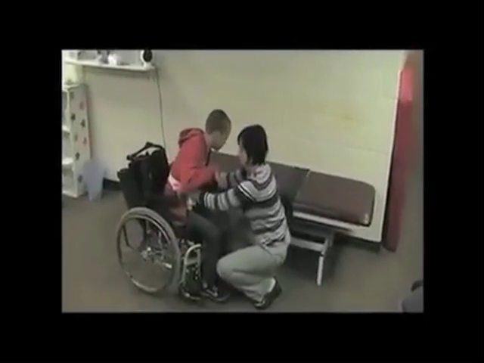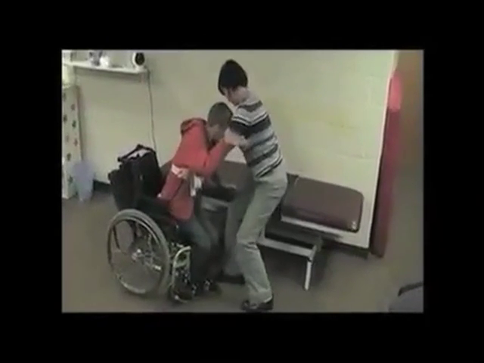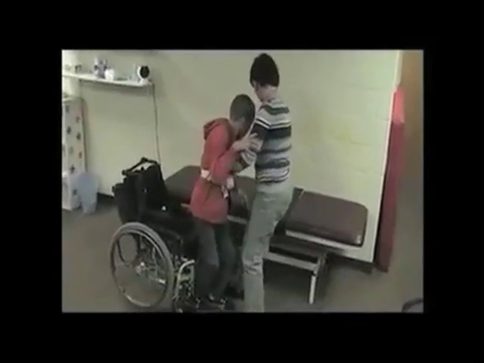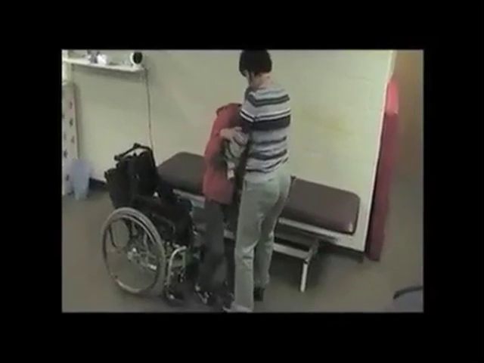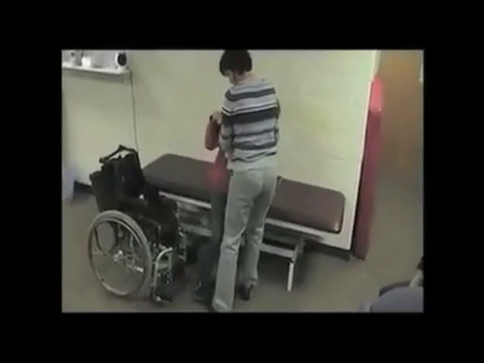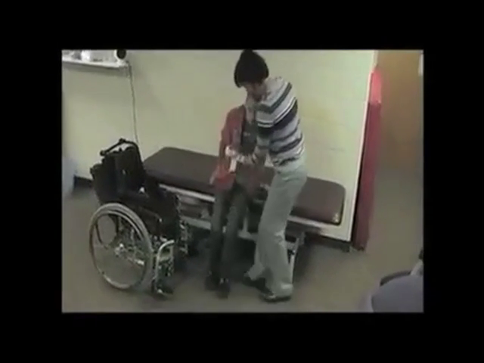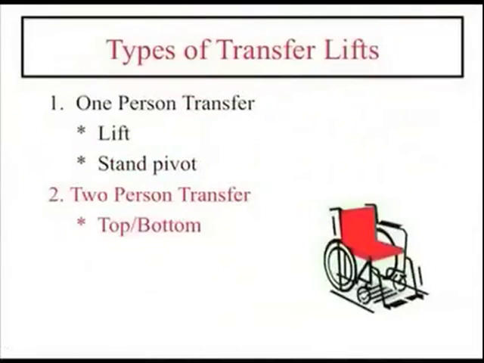Notice her wide base of support with her knees bent. She's keeping her back straight and she's turning around. By giving him the direction, lean your nose over your toes, his center of gravity is moved forward. Two-person transfer, top and bottom.